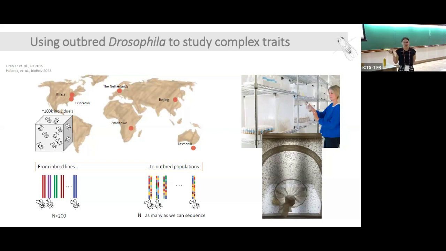So these LD blocks, we break them. We know that they go down to 200 to 300 base pairs because of the round-robin crossing. You actually don't do experiments with these flies until maybe 80 to 100 generations, until the LD has gone down. So you design these mapping populations to be really good at mapping.